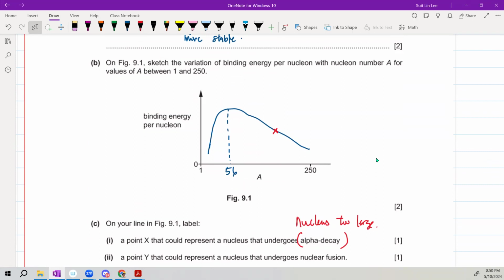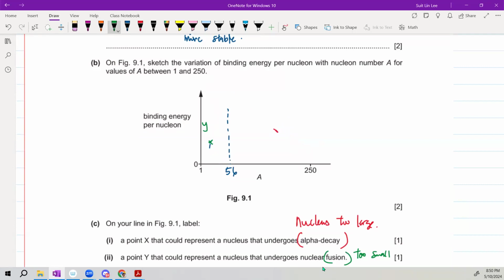And then point Y, or you could just make a mark here, just mark it down, this X. Point Y represents undergoing nuclear fusion. Fusion is when the nucleus is too small. So somewhere here, Y. Don't put it here, this one is quite stable already. You put Y here a bit wrong. So you should put it when the binding energy is low. In fact, the lower the better.